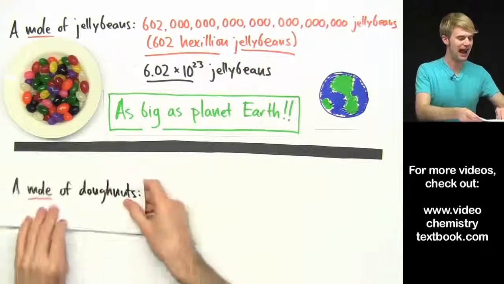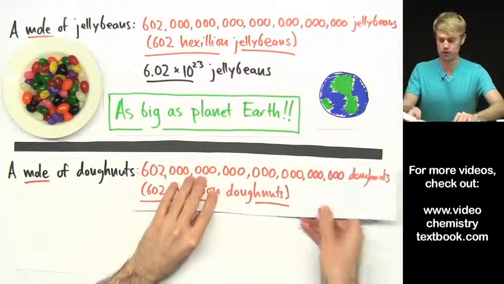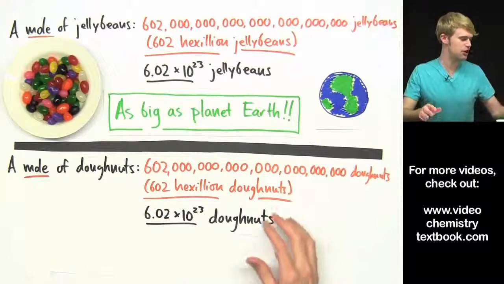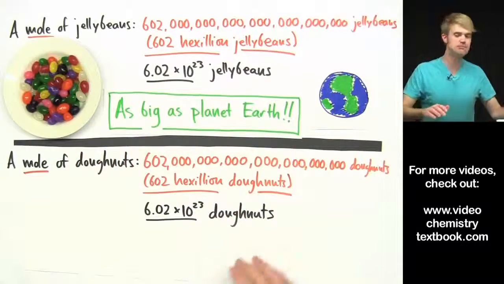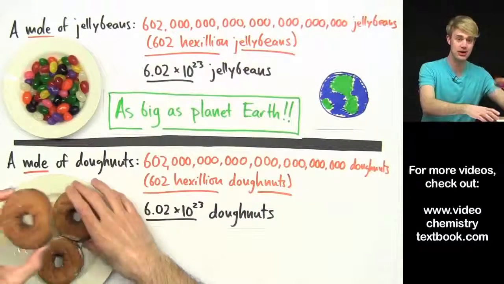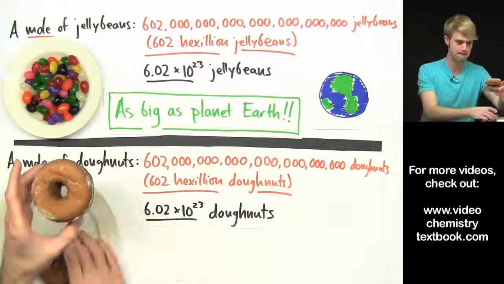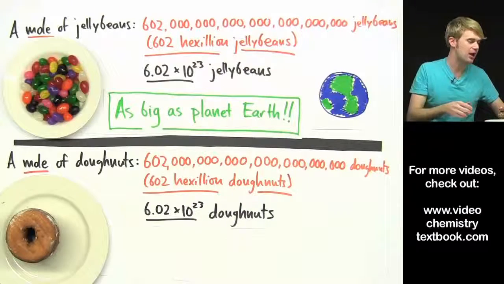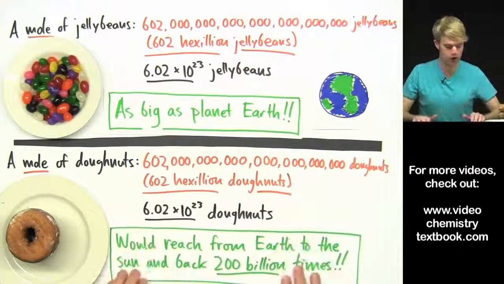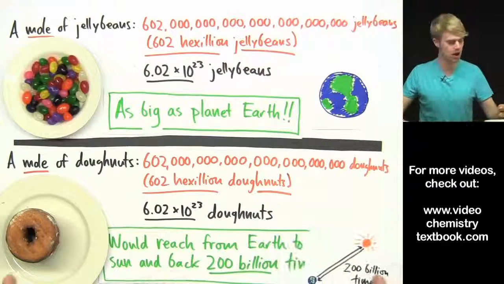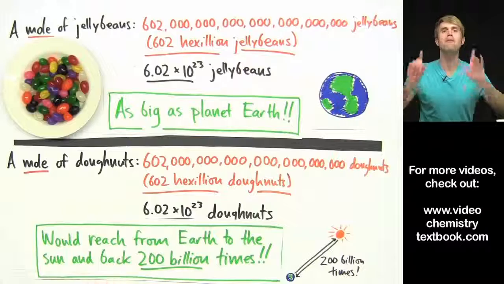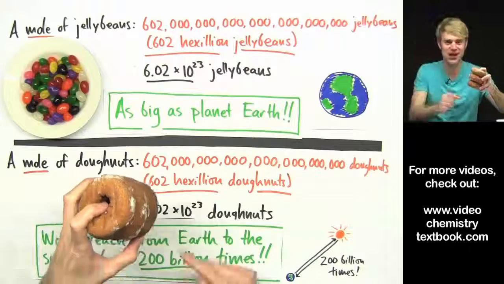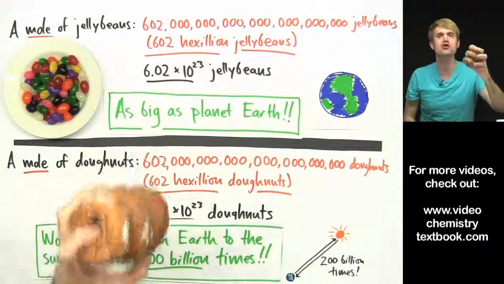Now, we could have also a mole of donuts, which would be 602 hexillion donuts, 6.02 times 10 to the 23rd donuts. If we had this many donuts and we stacked them on top of each other like this, and we kept making this stack, it would reach from the Earth to the sun and back 200 billion times.